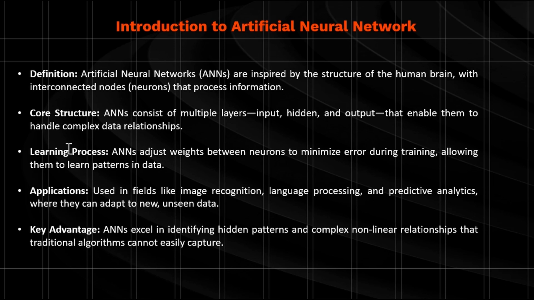ANNs are built using layers, which are the input layer that the data enters, the hidden layer in the middle where the real processing happens, and the output layer that provides the result. During training, the network adjusts the connections, or the weights, between these neurons to reduce errors, enabling it to learn patterns.